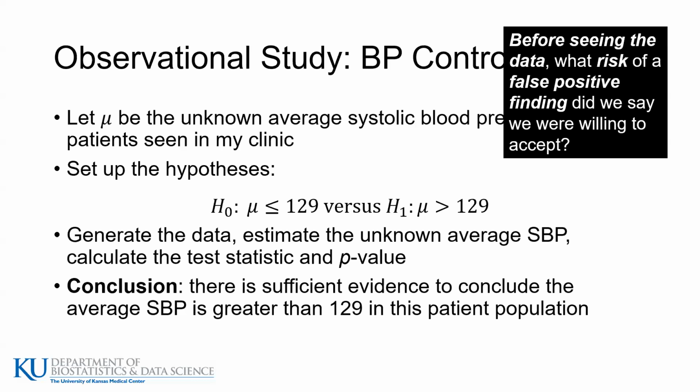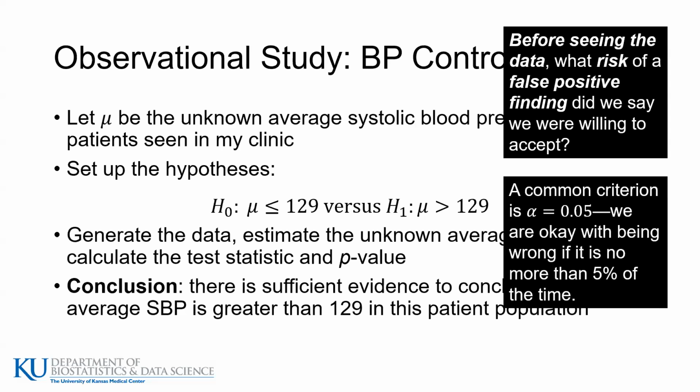So before we run an experiment, we need to determine what risk of a false positive finding we're going to be comfortable with. A common criterion for this is alpha equals 0.05. And this means that we're okay with being wrong, or we're okay with a false positive finding, as long as it's no more than 5% of the time.